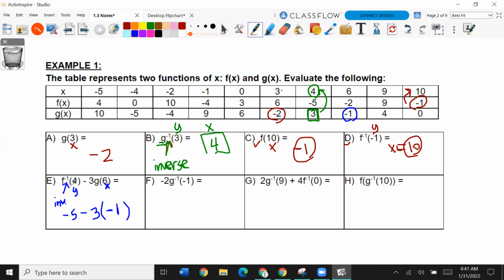So when Y is 4 for the F, my X value is -5. And then -3 times G of 6. So -5 minus 3 times -1 is going to be +3. That should be -2. Okay, pause and try some of these, see if you can put them together.